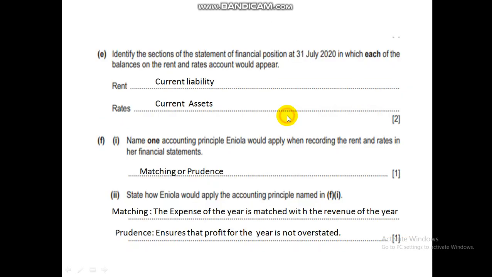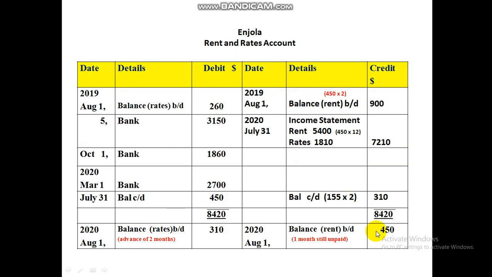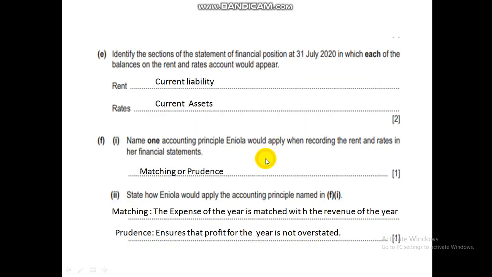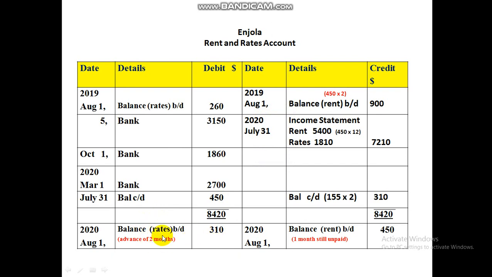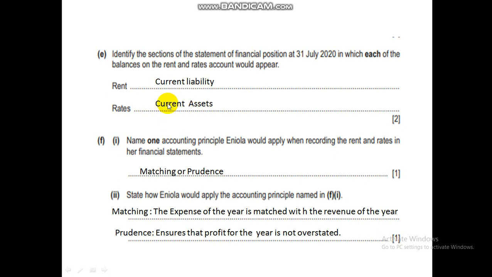So this is about the ledger account. The remaining part in the question is to identify the sections of the statement of financial position at 31 July in which each of the balances on the rent and rates account would appear. We had seen that 1 month rent is still unpaid. It has the credit balance, therefore it will be shown as a liability. We had noticed in the ledger that the rates are prepaid for 2 months, therefore this will be shown as a current asset, in the current asset portion of the balance sheet.